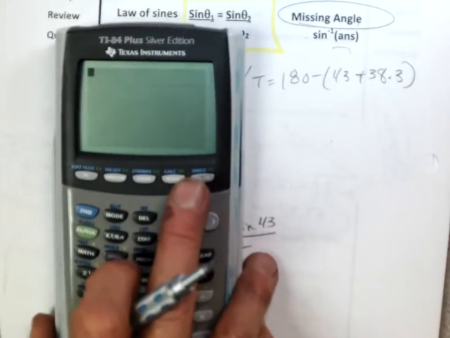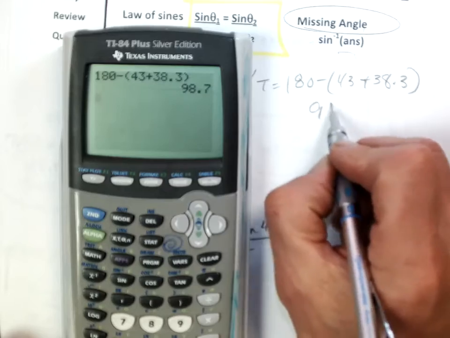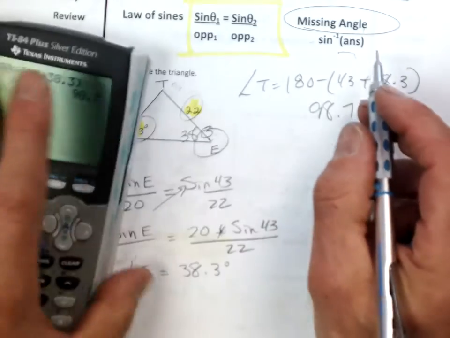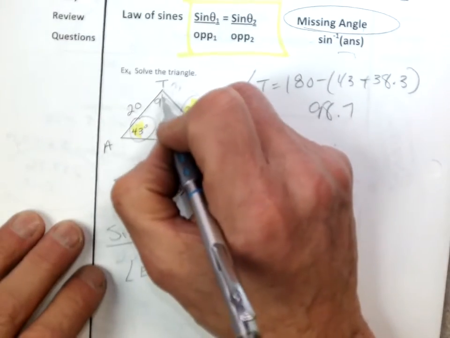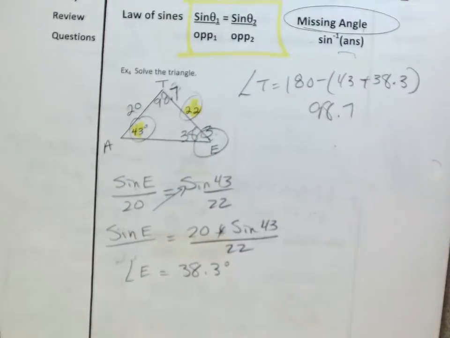You are anything but dumb. You are a smart girl. All right, 180 minus parentheses 43 plus 38.3, and I get about 98.7, okay? Thanks, Michaela. I would have made a mistake if I had that in the wrong place, right?